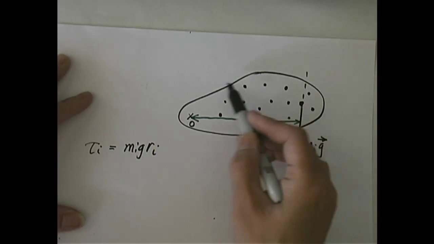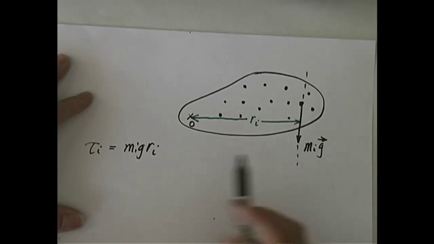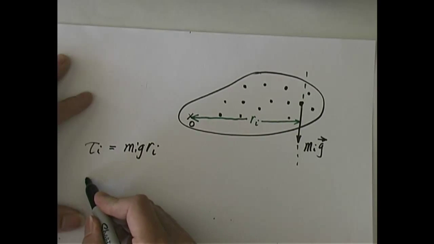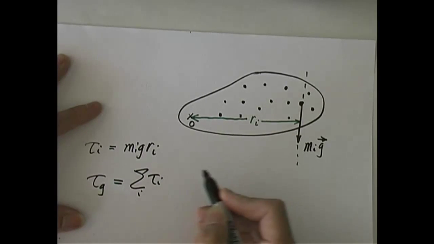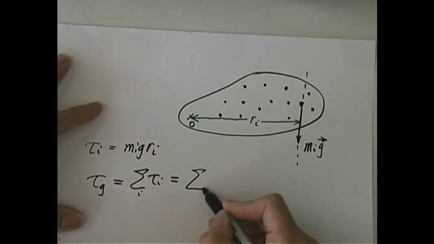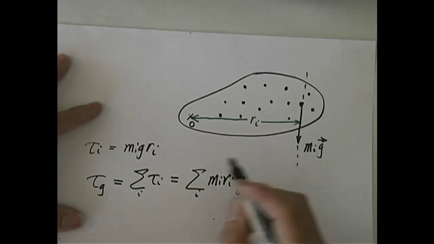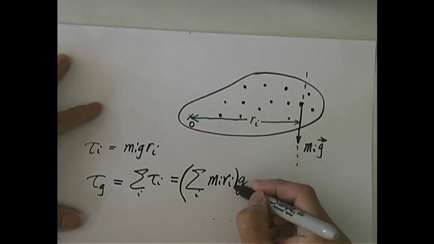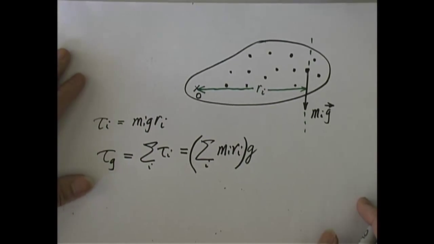Of course, here you have an entirely extended object. Therefore, I must sum over all the forces, all the torques, that is. So it's a sum over i. The torque of the gravitational force equals the sum over all these torques, and that is the sum of m_i r_i g. G is a constant, so let me take that g out. Now, does this look familiar? m_i times r_i? Well, you recall, this is related to the definition of the center of mass.